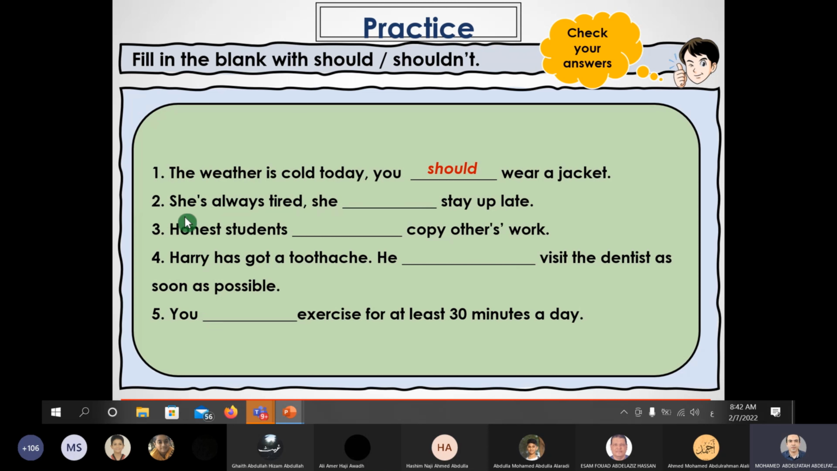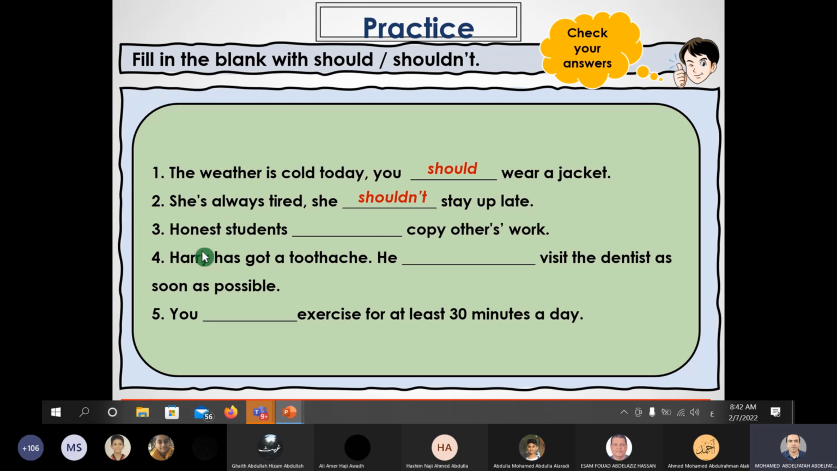Let's go to number 2. All students, turn on your microphone. You can participate now. 2. She's always tired. She won't stay up late. Shouldn't. She shouldn't stay up late. Oh yeah, some students stay up late at night watching films, movies, or playing online games, and in the morning they feel tired and can't go to school. So the advice is she's always tired, she shouldn't stay up late.